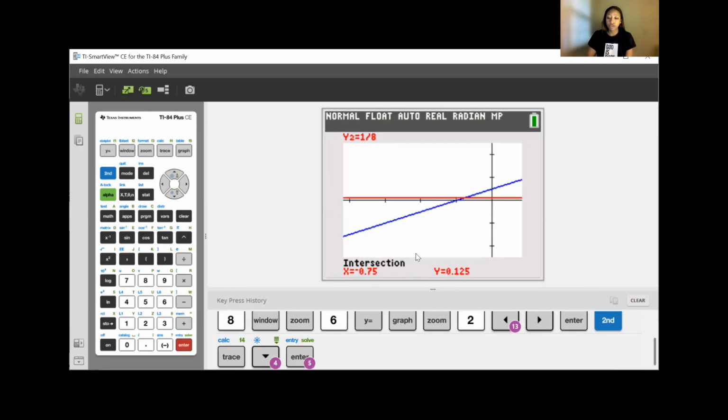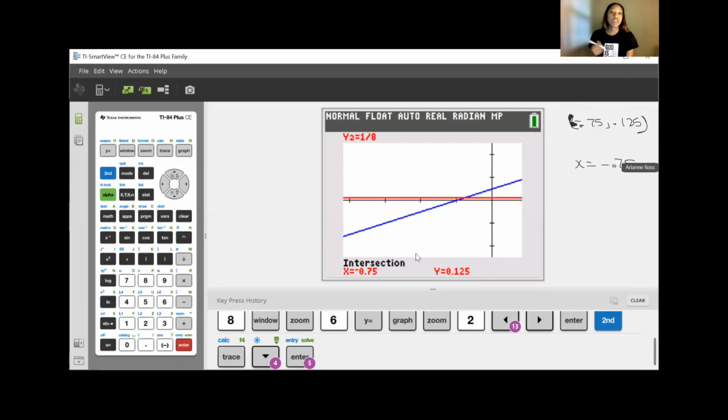All right, and here we're told that the intersection point occurs at negative 0.75, 0.125. And that's our solution, yay! When x is equal to negative 0.75, both y1 and y2 equal 1/8, which is 0.125. So we have negative 0.75, 0.125 as our solution. So x would be equal to negative 0.75.